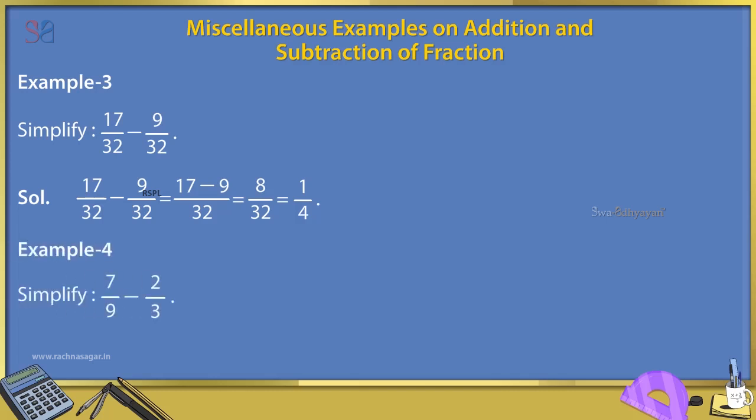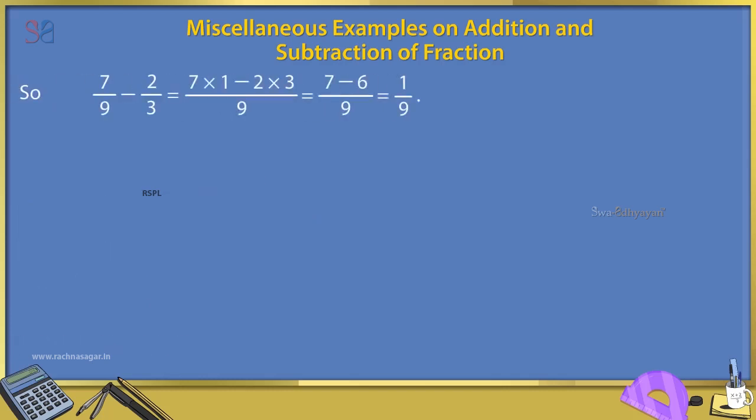Example 4. Simplify 7 by 9 minus 2 by 3. Solution. LCM of 9 and 3 is equal to 9. So, 7 by 9 minus 2 by 3 is equal to 7 into 1 minus 2 into 3 by 9, which is equal to 7 minus 6 by 9, which is equal to 1 by 9.